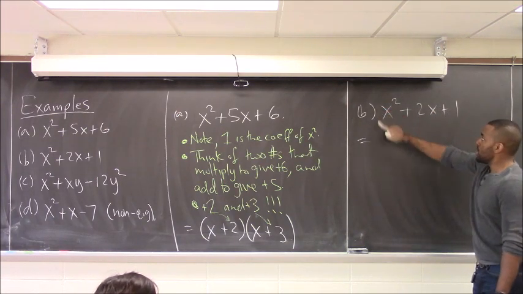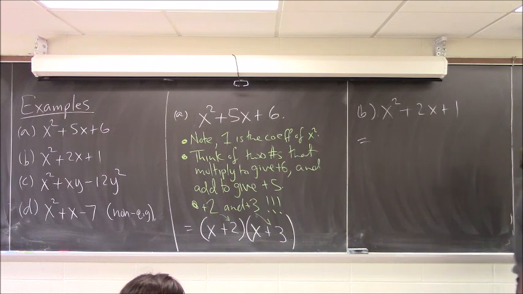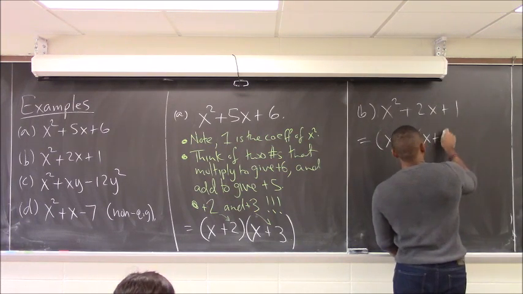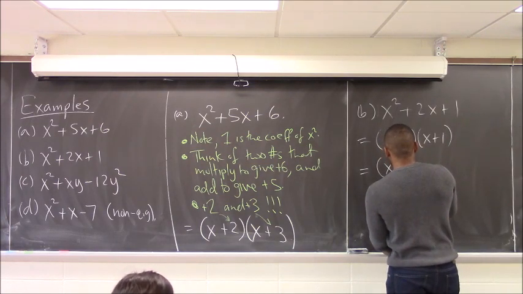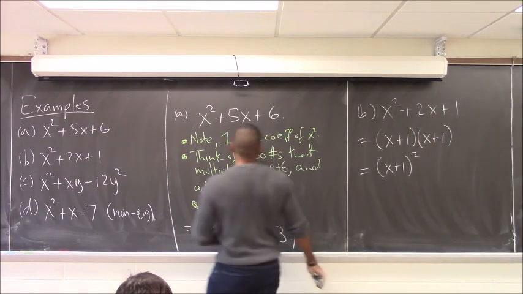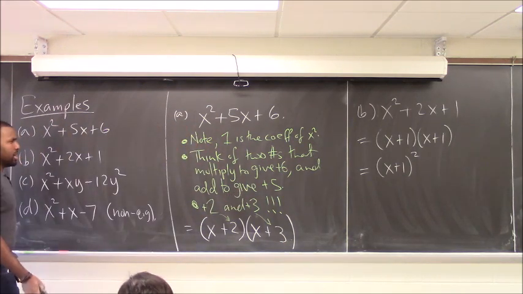So this is 1. Can we think of 2 numbers that when I multiply I get positive 1, when I add them I get positive 2? 1 and 1. So I'm just going to have plus 1 and plus 1. Notice I have the same thing. Customarily we would write this as that squared. You can also notice that that was in the form of a perfect square, but I think it's just easier to think of it this way.